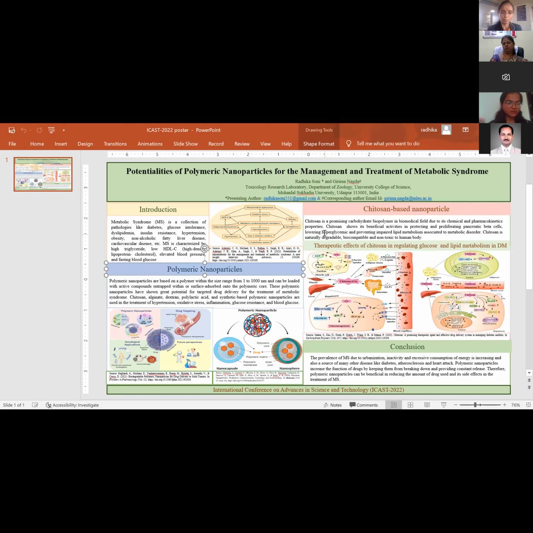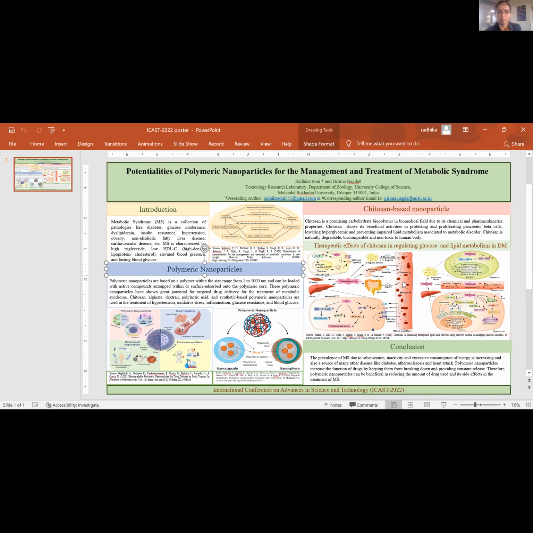Chitosan shows beneficial activity in protecting and proliferating pancreatic beta cells, lowering hyperglycemic conditions, and preventing impaired lipid metabolism associated with metabolic disease. Chitosan is naturally degradable, biocompatible and non-toxic to the human body. Chitosan is also used in regulating glucose and lipid metabolism in metabolic syndrome. The first diagram shows chitosan used in glucose homeostasis.